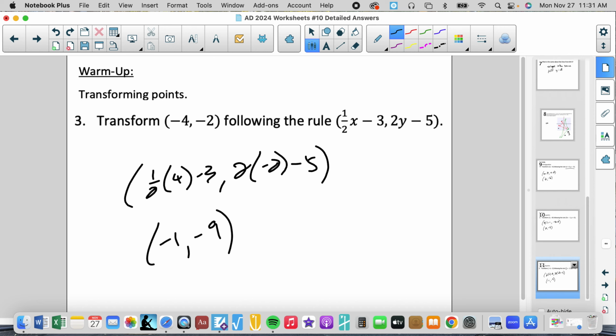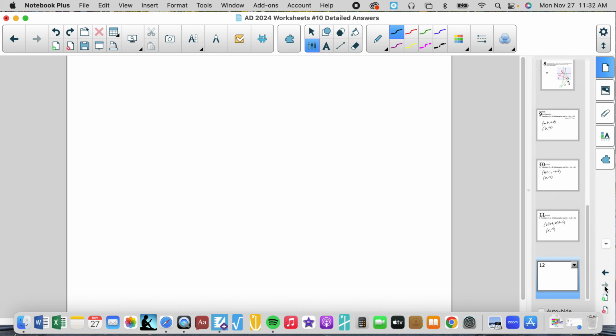Whoops, sorry. What did I do? Oh, negative 4. Sorry. Negative 4 gives us negative 2, so negative 5, negative 9. Sorry about that. Okay, so those are fun. Love those types of problems. Reflections, rotations, and slides, transformations. Those are your 3 different types of movements on a coordinate plane.